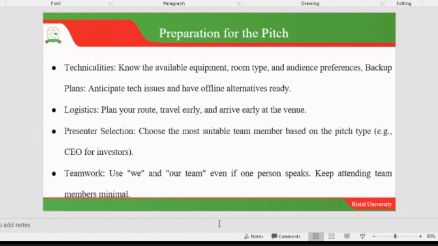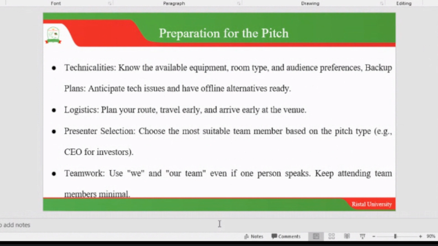Then the backup plan. Since we live in countries where you're not sure if electricity is going to be available the whole day, you need some backup plan. You need those offline alternatives in case there is no power. People can still know about your idea through those offline alternatives, the hard copies of your business or the presentation that you are going to put across.